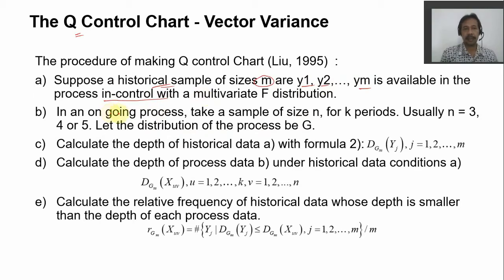And then we take a sample of size N for K periods. Usually N is equal to 3, 4, or 5. Let the distribution of the process be G. Then we calculate the depth of historical data with formula number 2, and we calculate the depth of the process. And then we calculate the relative frequency of historical data whose depth is smaller than the depth of each process.